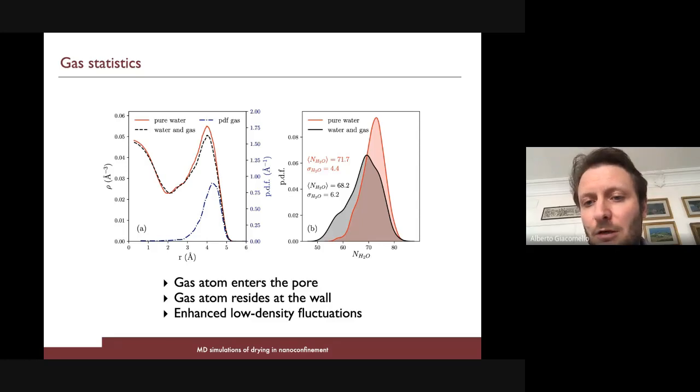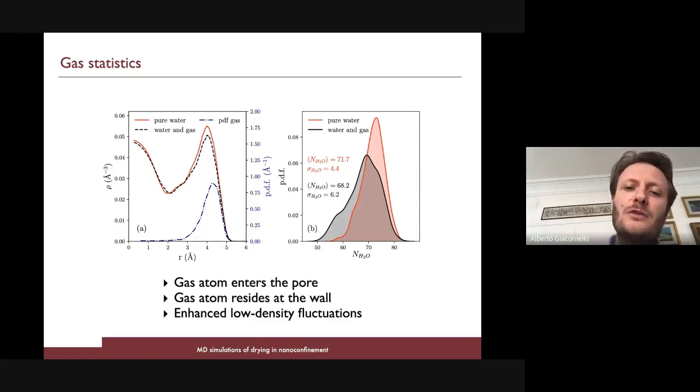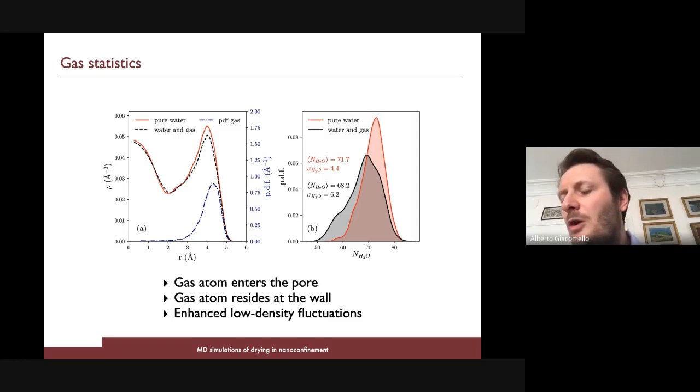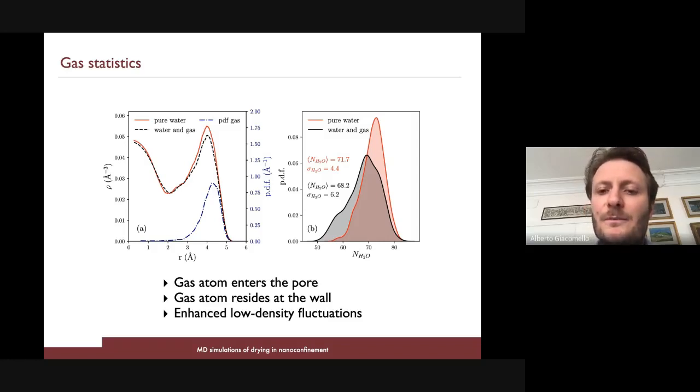More importantly, on the right, you have fluctuation of water density inside of the pore with and without the gas particle. And you see that in red is without the particle and in black is with the particle. Very importantly, the tail at low water occupancies is magnified, which means that low density water fluctuations are enhanced, or, if you wish, tentative bubbles, you have fluctuation with small bubbles forming.